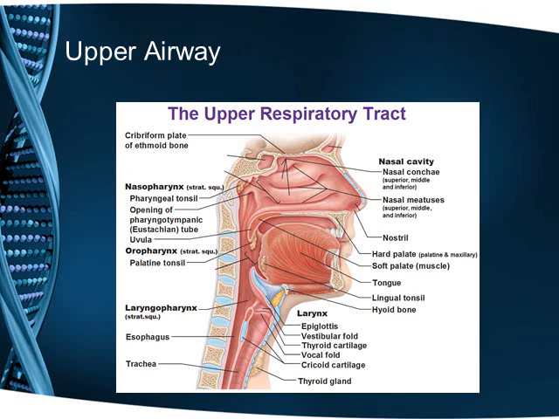So you can see on this next slide here the upper airway and the upper respiratory tract. You can see the nasal cavity. We have the nasal conchae and the turbinates or the meatuses, the superior, middle, and inferior. The conchae have a superior, middle, and inferior aspect as well.